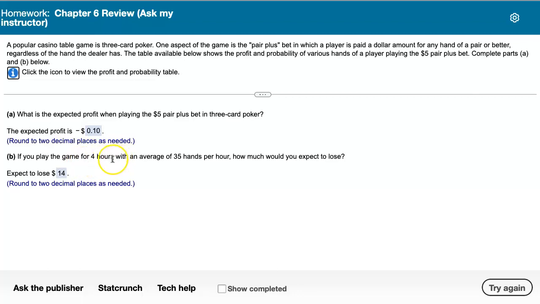If we play this game over a long period of time, and each hour we play 35 hands per hour, what we're going to do is now think of this as a multiplication problem. I'm playing this game, on average I'm losing 10 cents per game. Multiply that by the 35 hands per hour, multiply that by the 4 hours. And so 0.10 times 35 times 4 is 14. Again, because the expected value was negative to begin with, we're expecting a loss over this longer period of time.